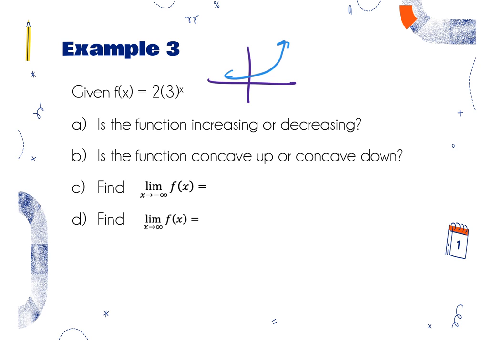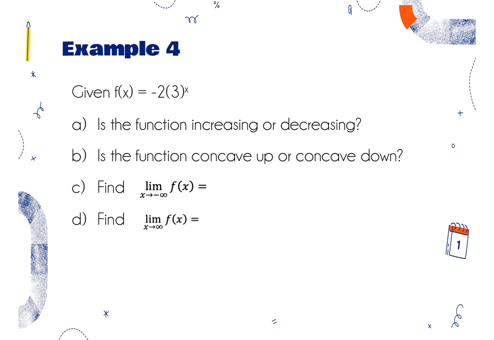Is this function always increasing or decreasing? Increasing. Is this always concave up or concave down? Concave up. What's my end behavior? As it goes to negative infinity, 0. And as it goes to positive infinity, positive infinity. Yep. Will it always have a horizontal asymptote? Yeah, exponential functions always do.